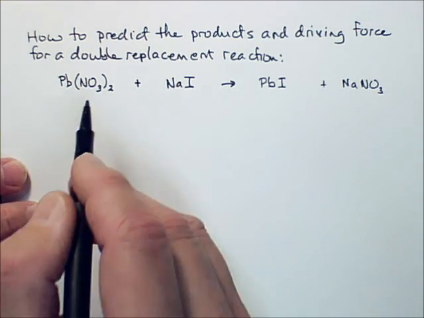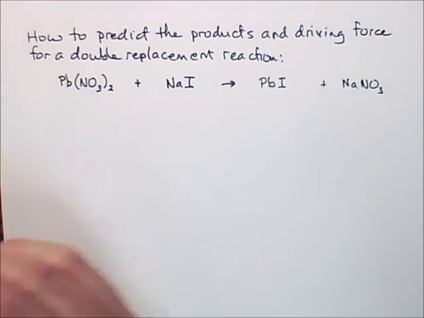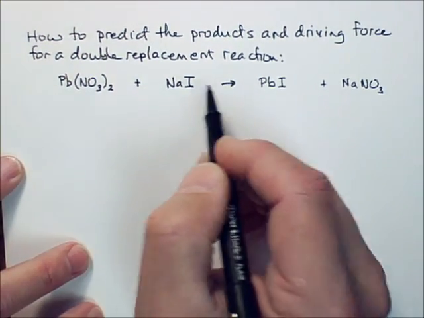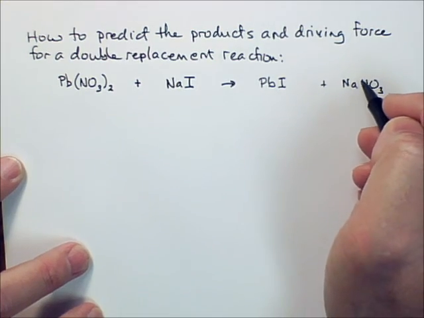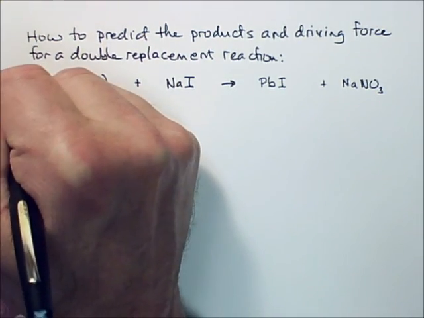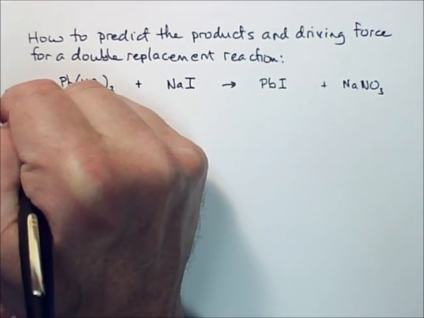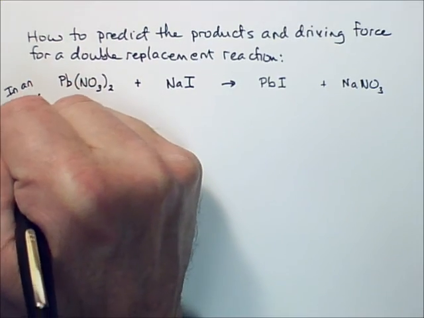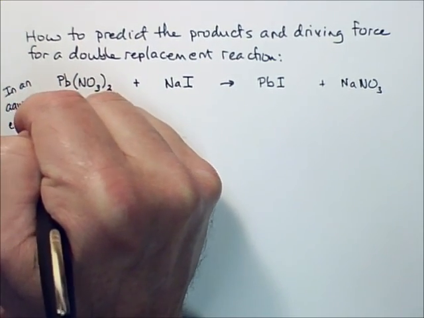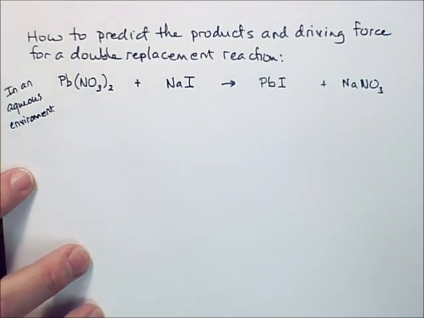What I didn't tell you was that this is going to take place in an aqueous environment. That's something you need to know in order to actually write all the physical states for this. So let me just pencil that in down over here on the side: in an aqueous environment. That means there's water, that these chemicals are in water.